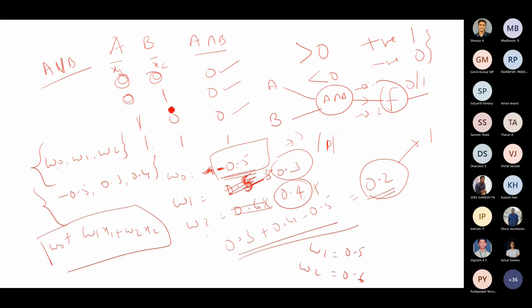So W0 is minus 0.5 resulting in 0, which is fine. Second one, W2 is 0.6. Okay. So 0.6 into 1 is 0.6. W0 is minus 0.5 resulting in 0.1, which is not correct. So my assignment of W2 is equal to 0.6 is wrong. So I'll get it back to 0.3, for example, say.